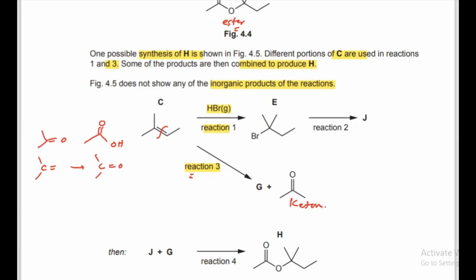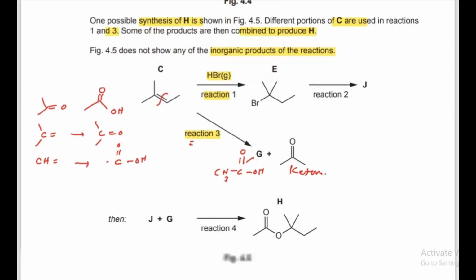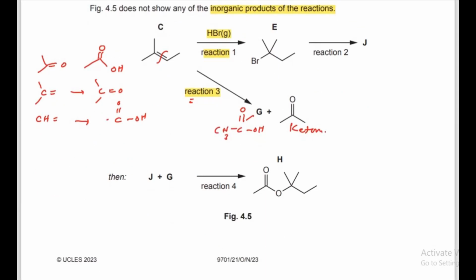in the presence of acidified KMnO4. And if we have a CH double bond, CH double bond is oxidized to carboxylic acid. So here G is CH3COOH. This is ethanoic acid. Now J and G. Now we know that G is ethanoic acid, so this part is from ethanoic acid. If we split this part, we will get G.